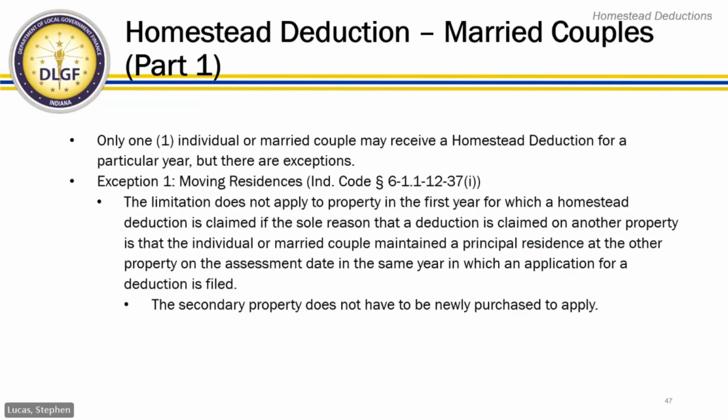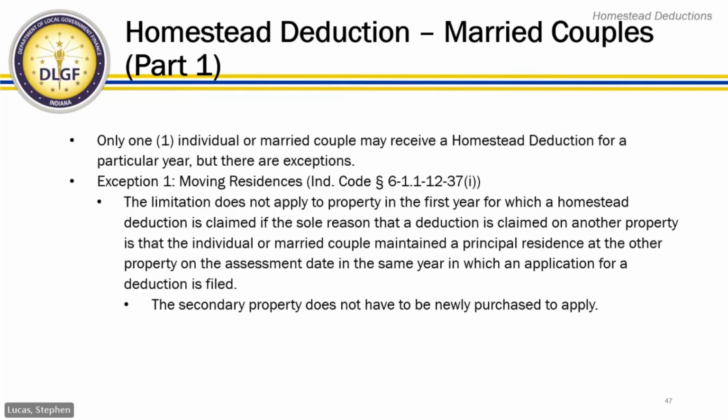So next slide. I'll say a little bit more about the supplemental in a bit, but first I want to go over some additional rules for getting the homestead standard deduction. First, an individual or a married couple is entitled to only one homestead deduction for a particular year, with some exceptions. First exception: if the sole reason that the deduction is claimed on another property is that the individual or married couple maintained a principal residence at the other property on the assessment date in the same year in which the application is applied.